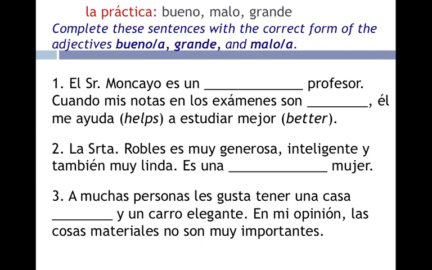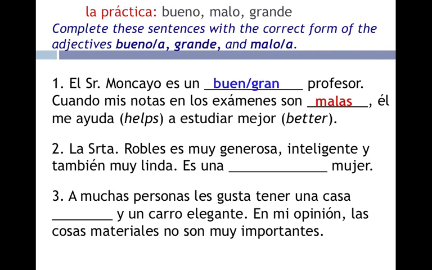So número uno, fill in the blank. El señor Moncayo es un buen or gran profesor. Remember, both of those truncate, they shorten. He's a good teacher. He is a grand teacher. When my grades on exams are malas, cuando mis notas en los exámenes son malas, when they're poor, he helps me to study better.